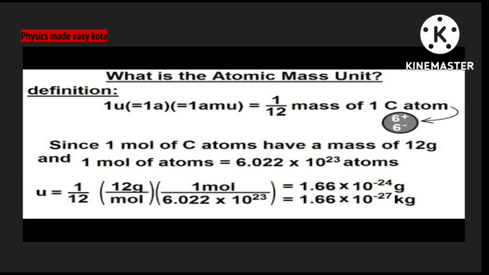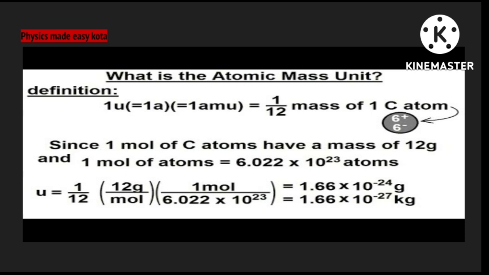We can use different symbols for this, like the symbol U that represents the unified mass unit. Also another symbol can be used, that is AMU, which means atomic mass unit. In actual, atomic mass unit is defined as the 1/12th of the mass of the carbon atom. We can compare it with the mass of the carbon atom.